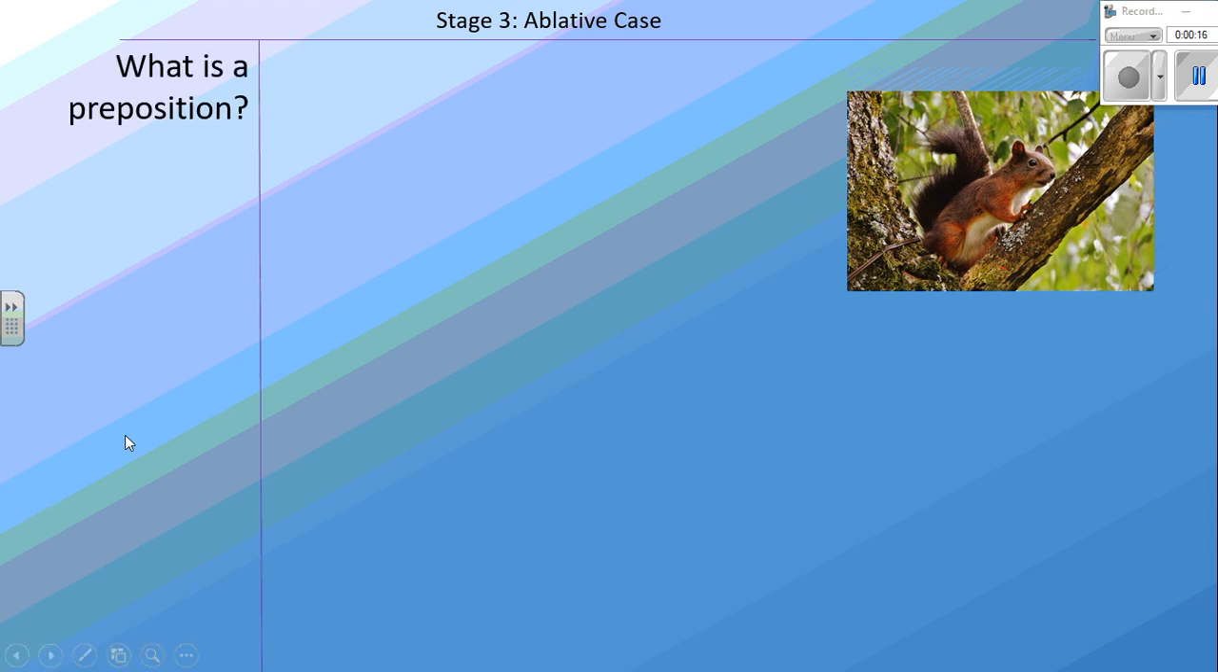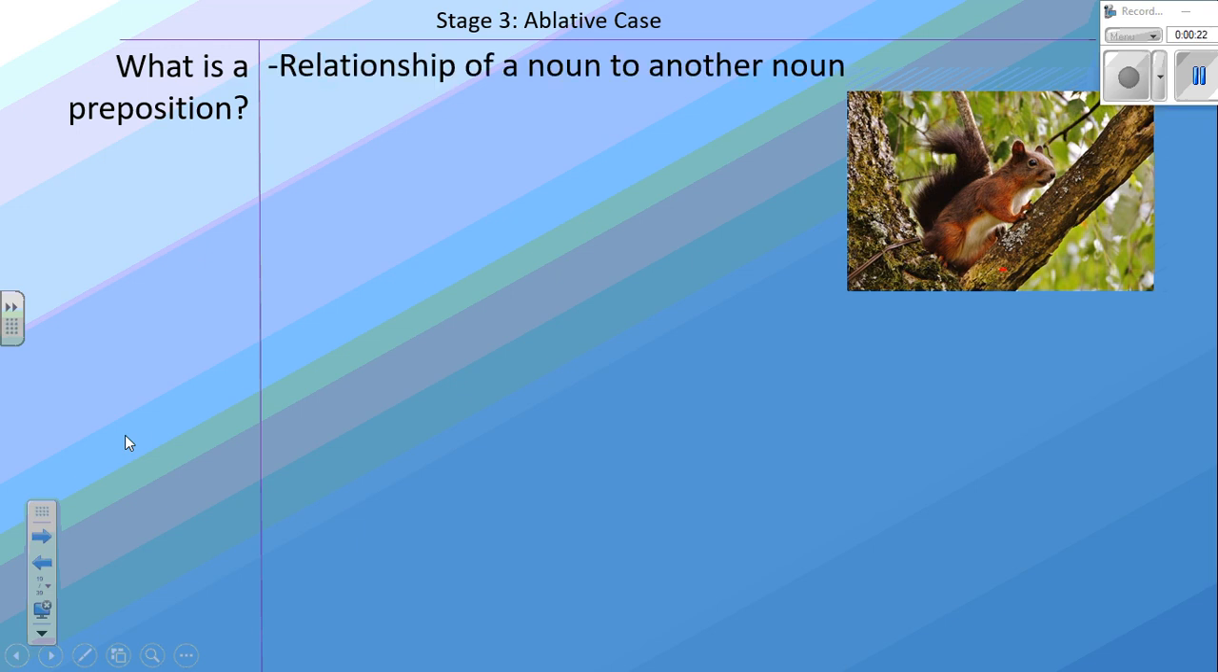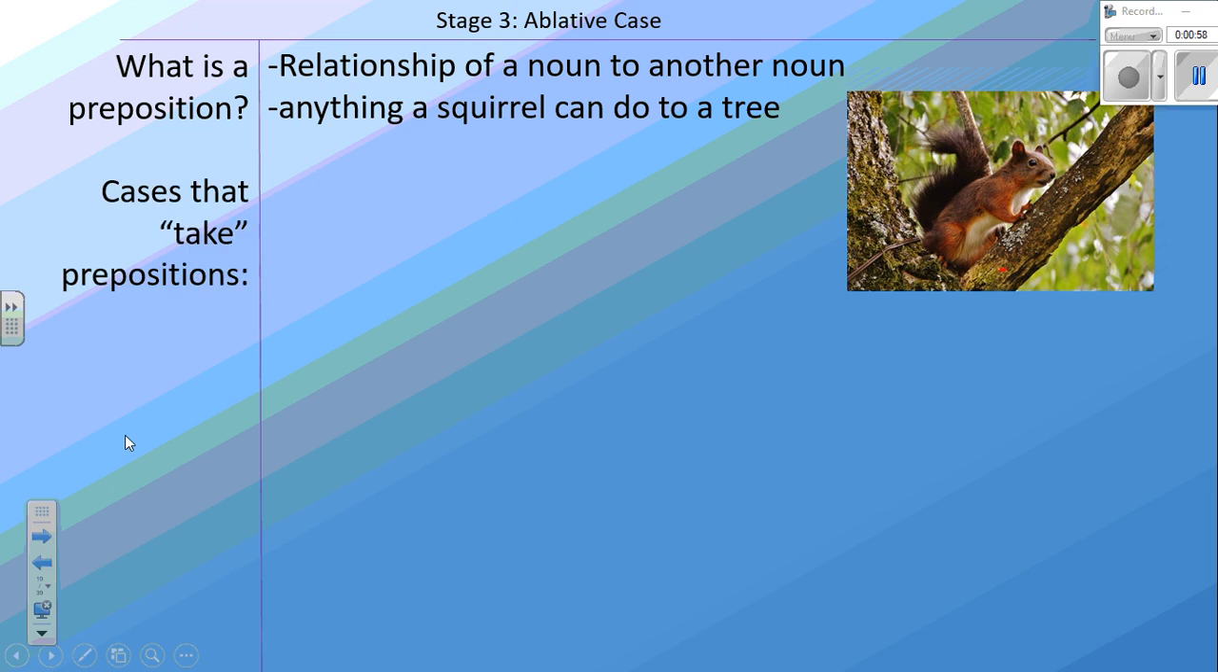So starting off, let's talk about ablative cases used for prepositions. So what is a preposition? We've actually talked about this a little bit, right, back when we were doing parts of speech in Latin. But a preposition shows the relationship of a noun to another noun. And the example that I was always taught when I was younger was anything a squirrel can do to a tree. Up a tree, around a tree, down a tree, through a tree, in a tree, near a tree, away from the tree. It often has a directional sense to it, up, down, away, towards, but not necessarily. It's showing how one object is related to another object, where in space or where in time it's related.